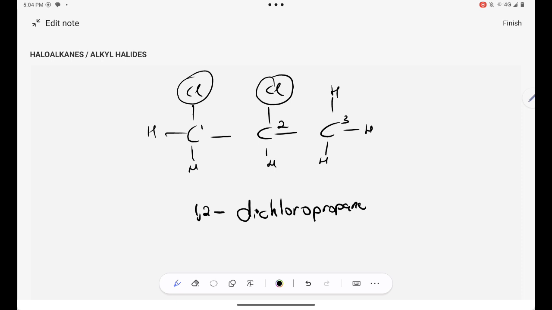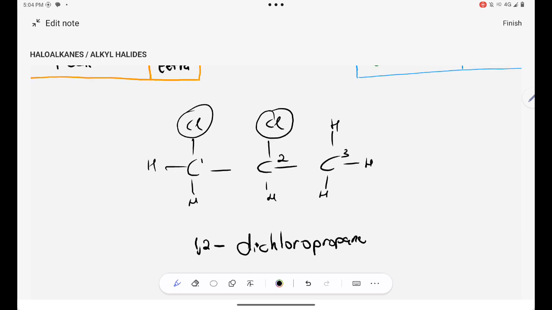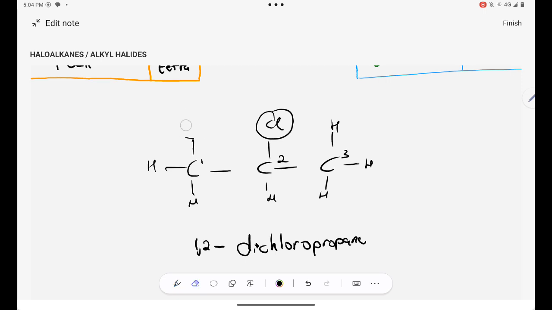Whenever we have side chains, it will differ. But if it's just a straight chain compound, you must number from the terminal which is closer to the halogen. Sometimes it happens that you don't have 2 of the same halogens. Maybe you have something like this, where instead of chlorine over there, you will have a bromine.